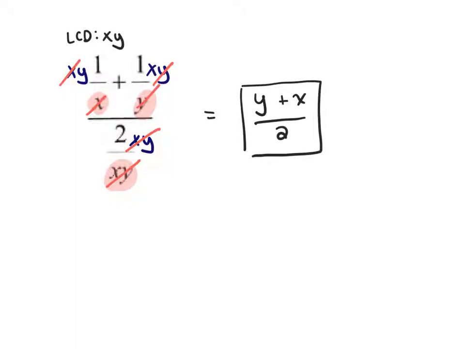So that is a super efficient way to do the problem. It is a little unnatural. It's more natural to do method 1, where you're adding things together and then dividing. But if you multiply by this LCD, it will clear them very quickly.